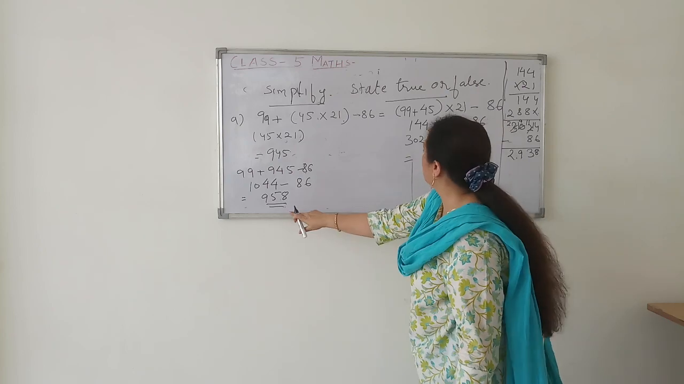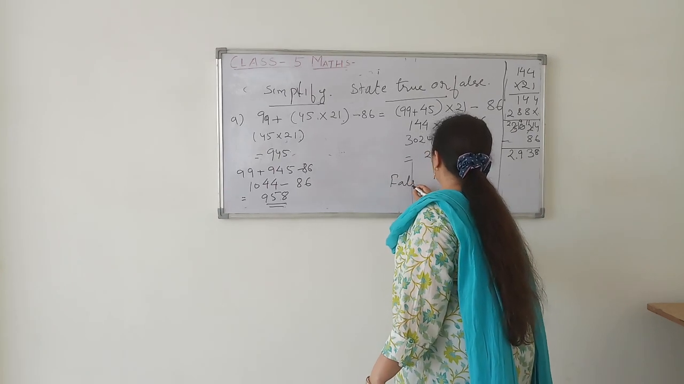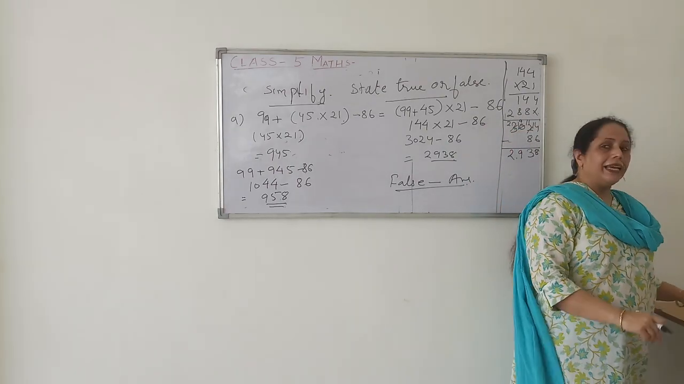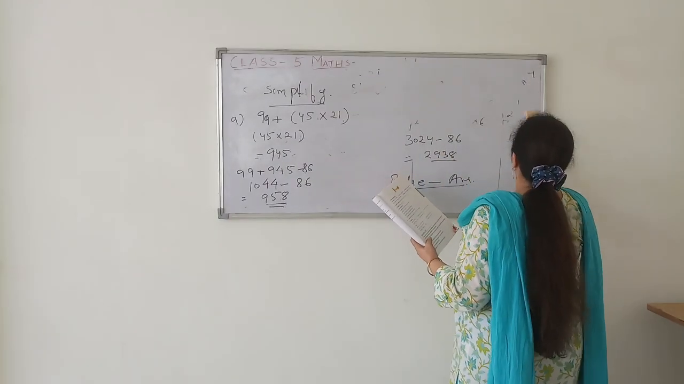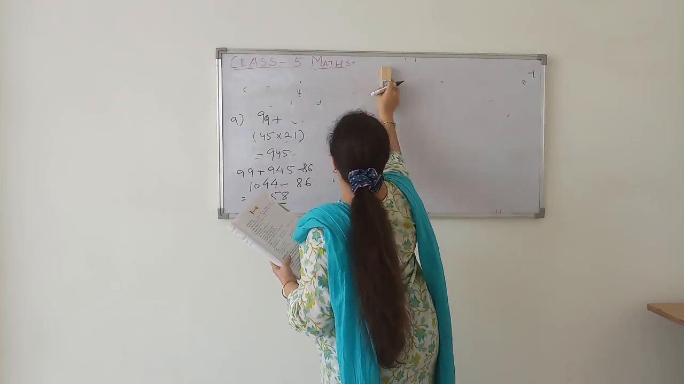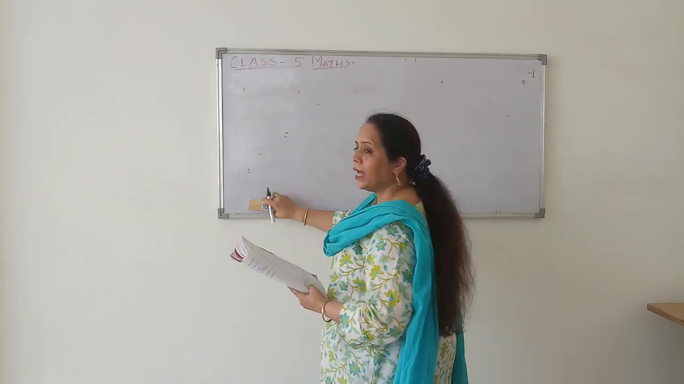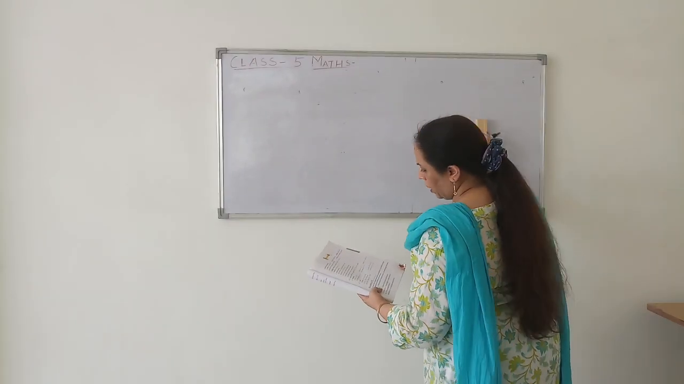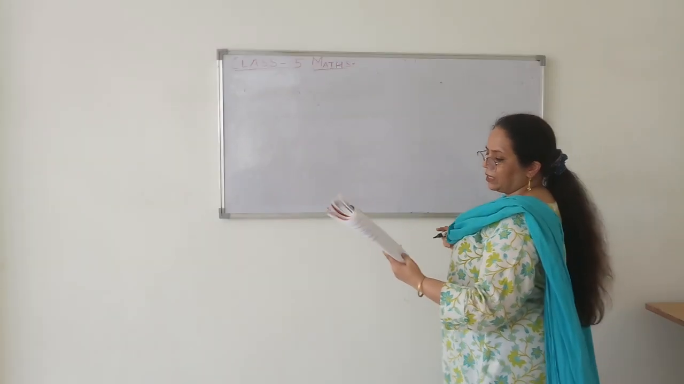Now you will see that these two are not the same. So this is false. Your answer is false. Like this you will be doing. This is the way you have to simplify both the portions and see whether the answers of both the portions are similar or not. If they are not similar, then they are false, and if they are similar, then the statement is true.